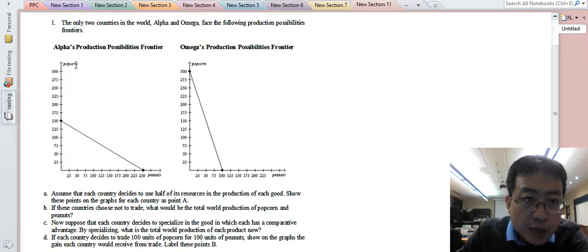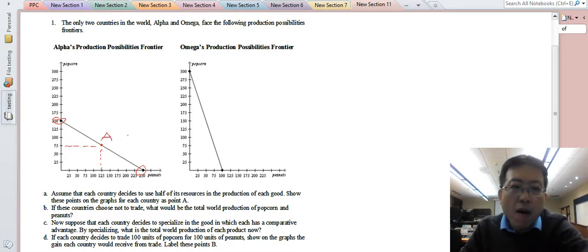Now, for alpha over here, if you're going to do half and half, at maximum, alpha can produce 150 popcorn and 250 peanuts. So if you do half and half, they're going to use about half the resource for popcorn, that's 75. And then the other half of the resource is going to produce peanuts, so I'm going to give you 125 peanuts. So if you do half and half, this will be our point A.